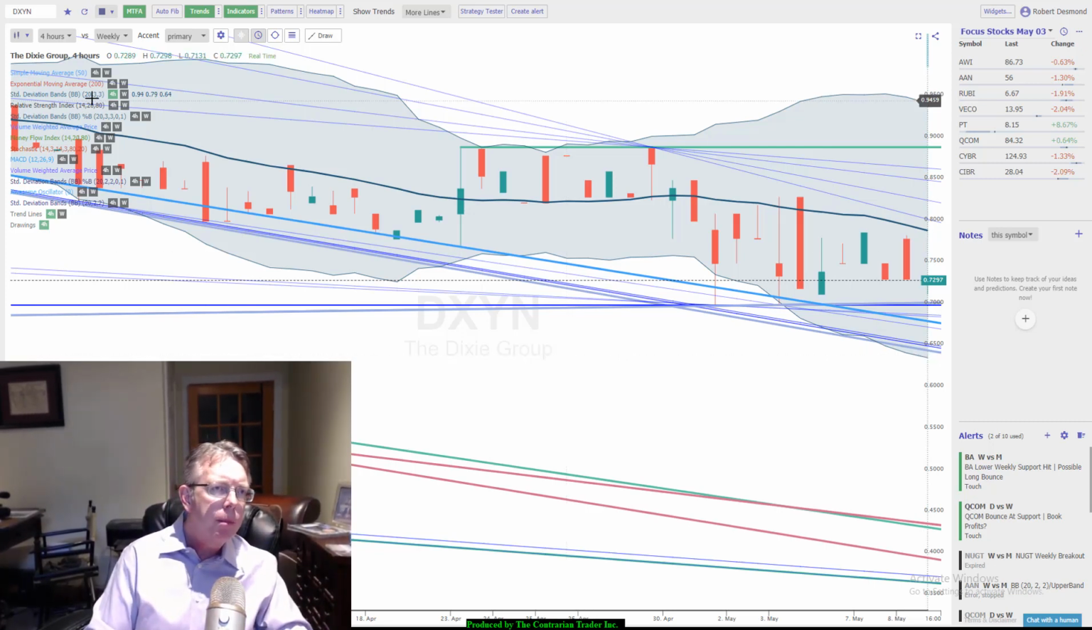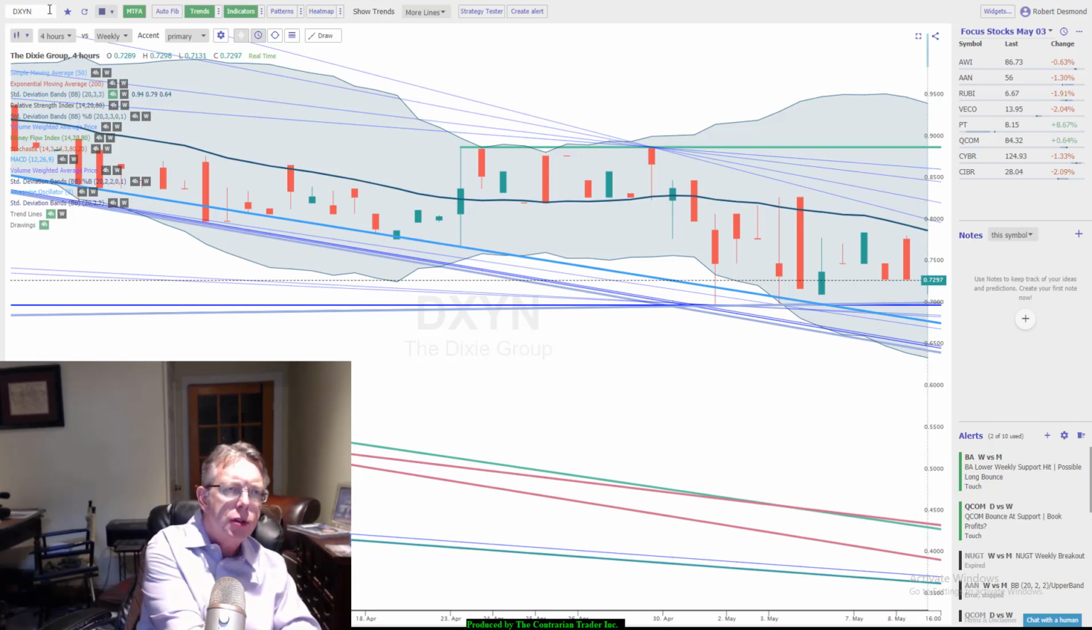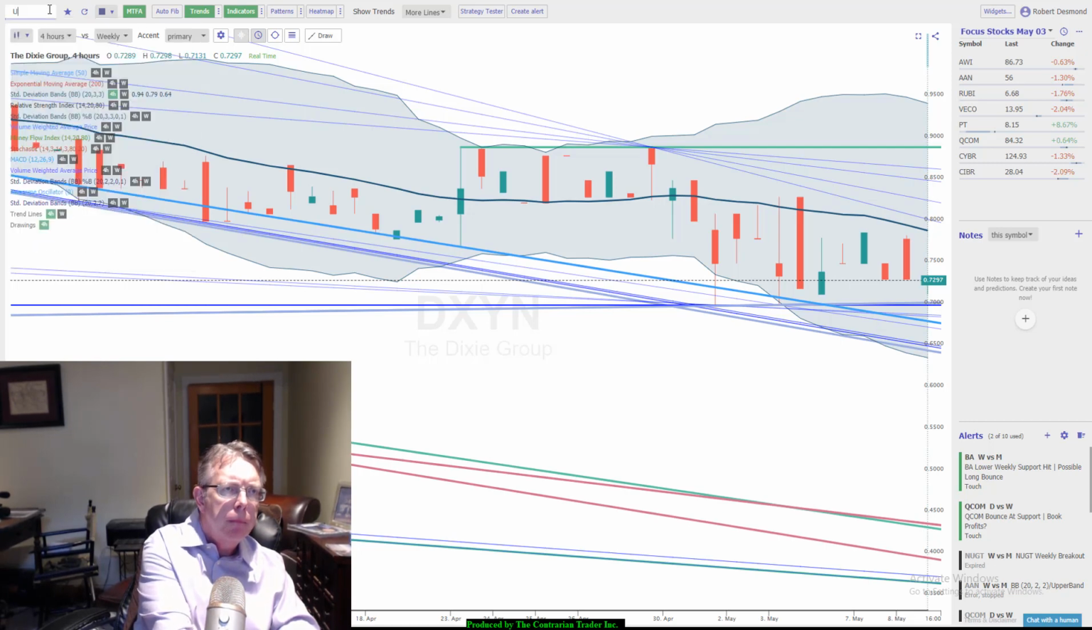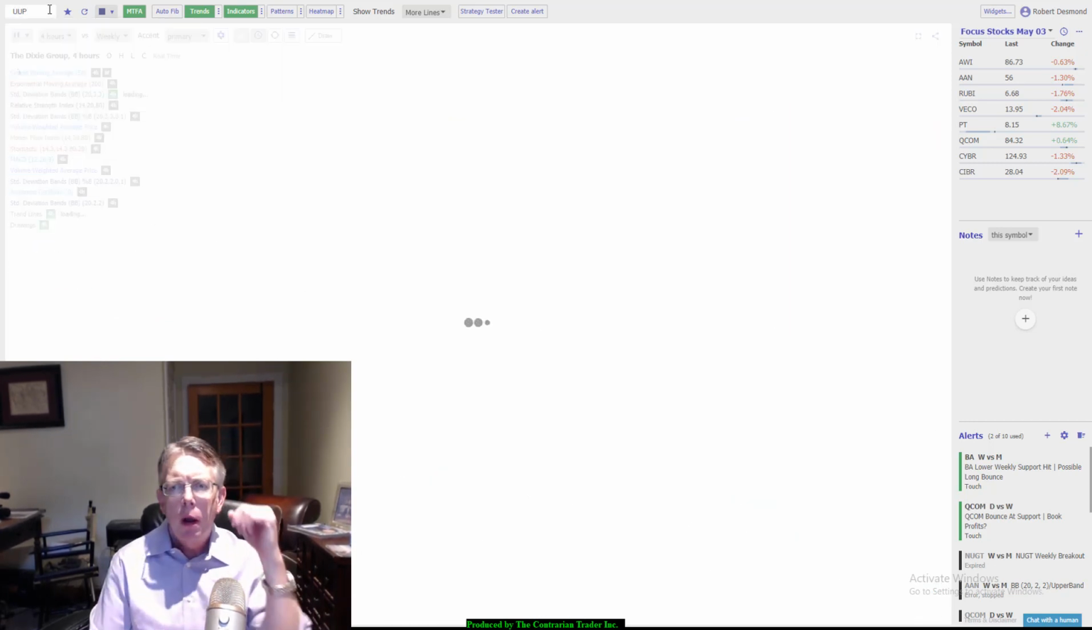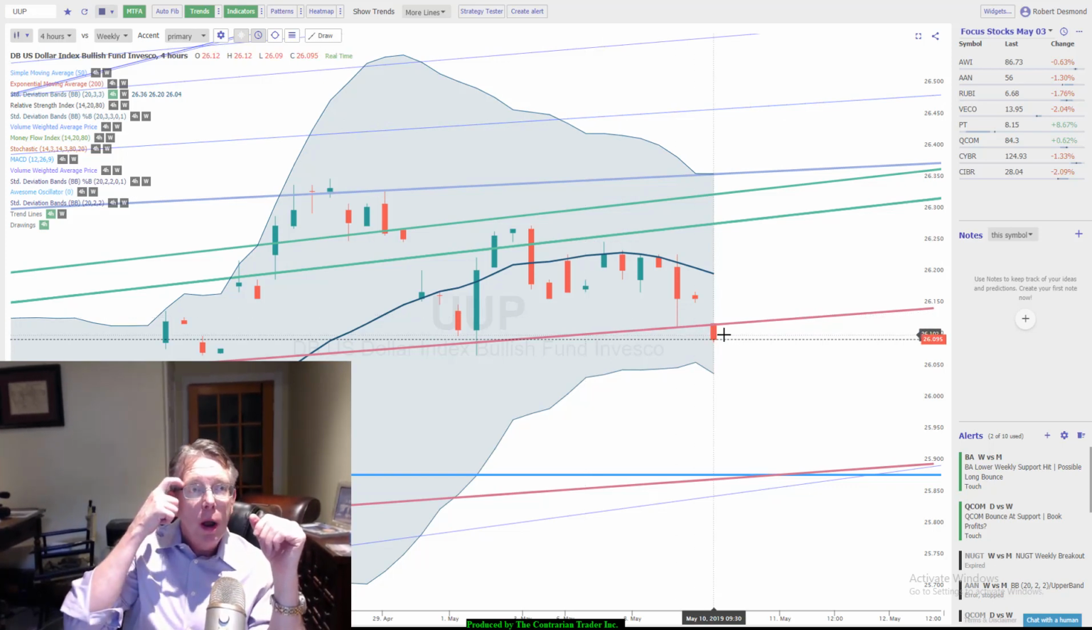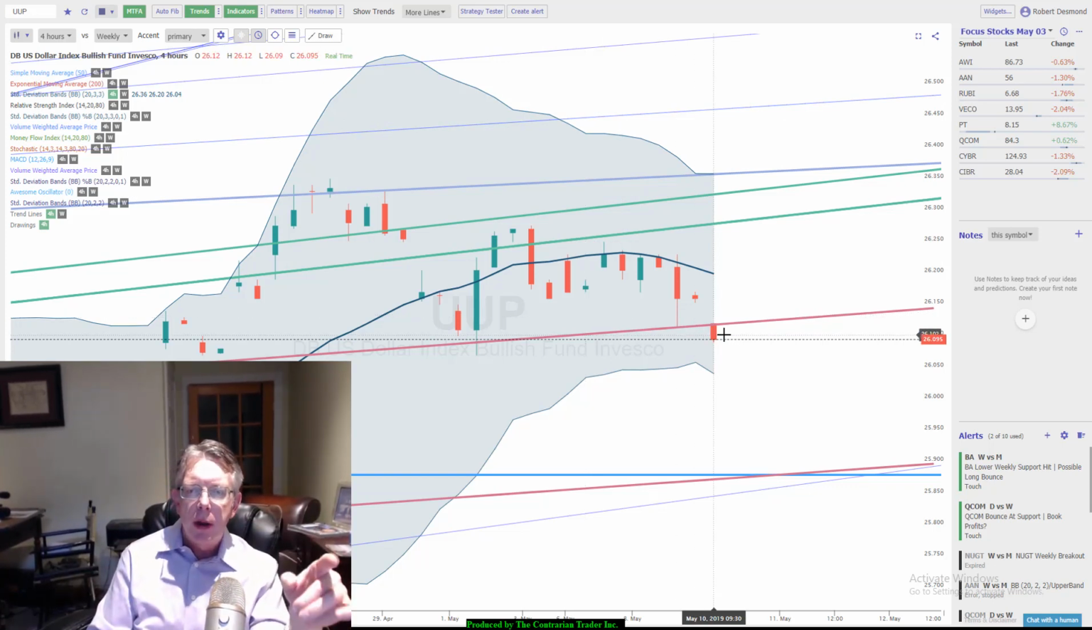Now, the problem is that this is the wrong chart. We'll use the UUP. Okay, I was wondering why that chart looked a little bit different. So here's the UUP, the dollar bull ETF. You could see that we've broken down below support.